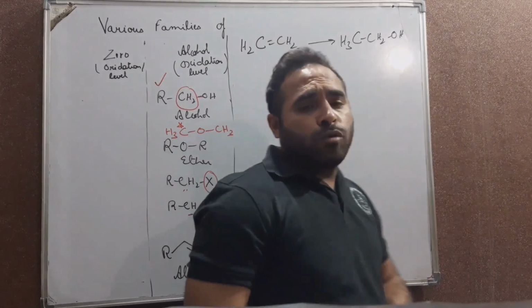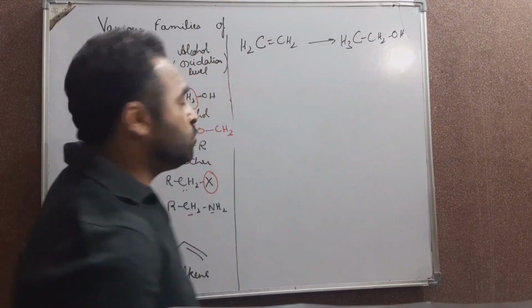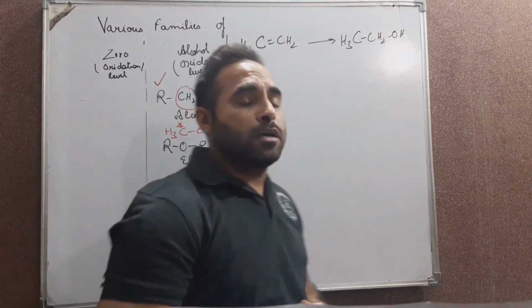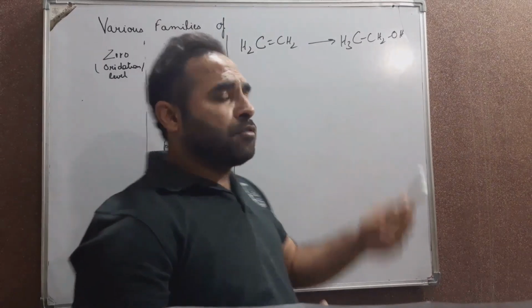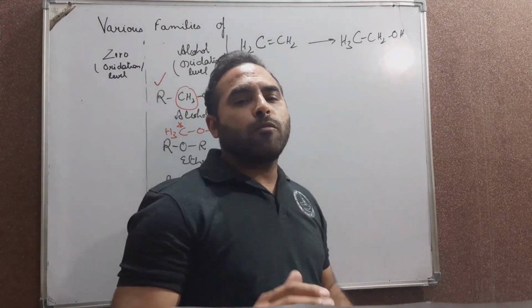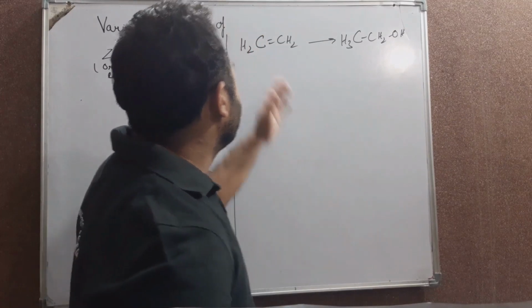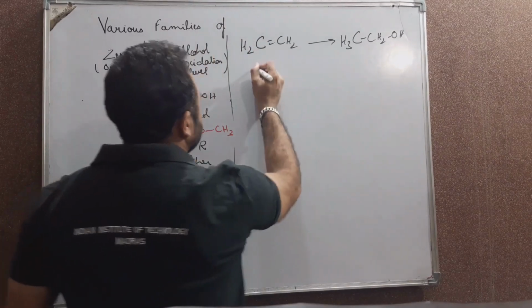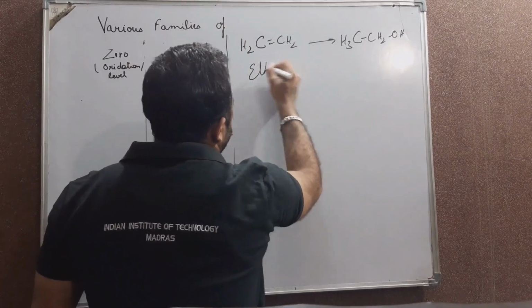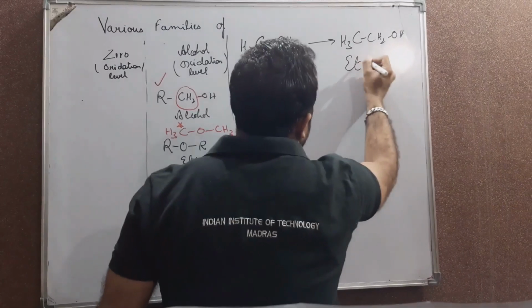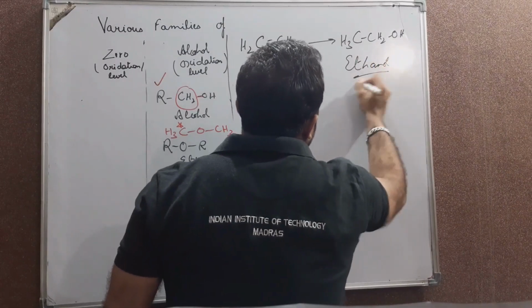Whenever I do a conversion, I must know the common naming or IUPAC naming of the compounds, because once I can convert a structure to a name or a name to a structure, my life is a lot easier while studying organic chemistry. For example, this is ethene and I want to convert it to ethanol. I have written it over here.